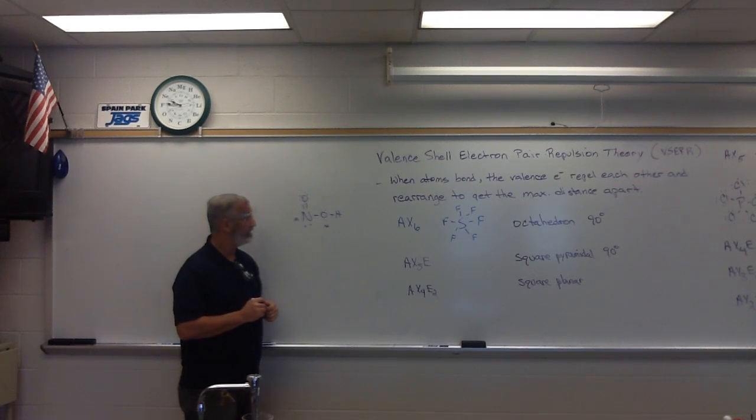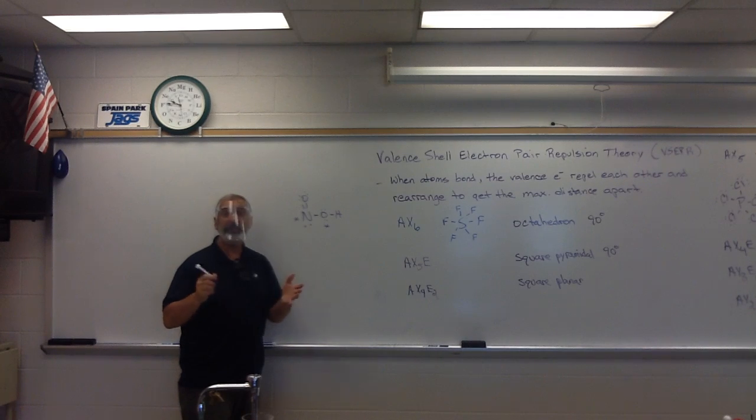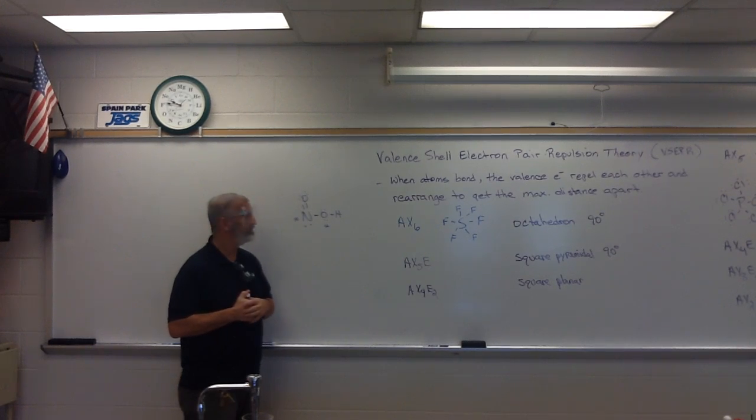Okay, so what would it be for that one? This one right here? Yeah, for the O. What would be my AX formula in this? AX2E2. Uh-huh. So you go to your sheet. Now again, remember the AX is never an answer, it's just a code to get to the answer. So what's the shape going to be? Bent. Bond angle is going to be somewhere in the 105 range.